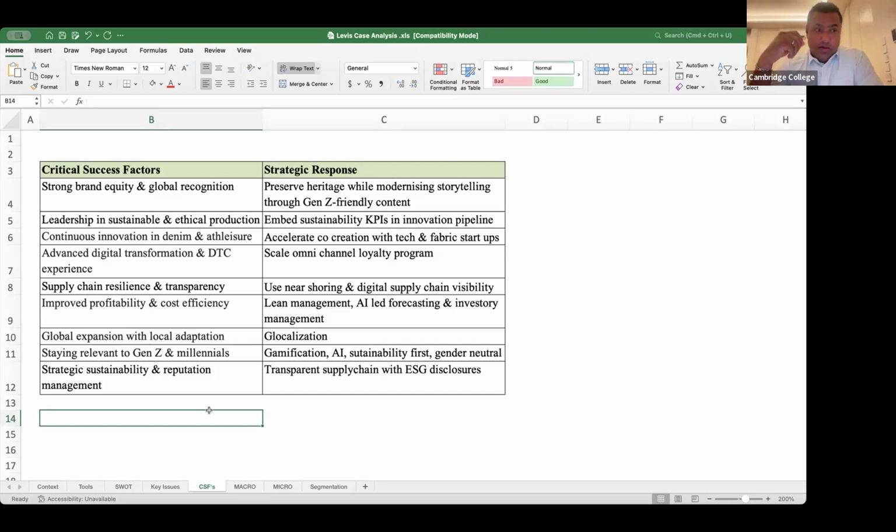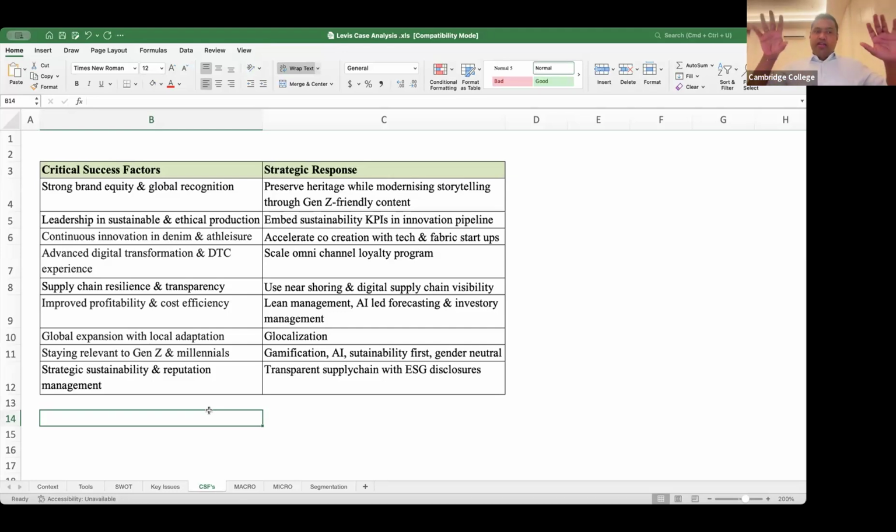Okay, right. So continuous innovation in denim and athleisure. Innovation is a must. They're doing a lot with regards to different types of manufacturing process innovation. Advanced digital transformation and direct to customer experience is another critical success factor to remain the market leader in the industry. Supply chain resilience and transparency. Improved profitability and cost efficiency.